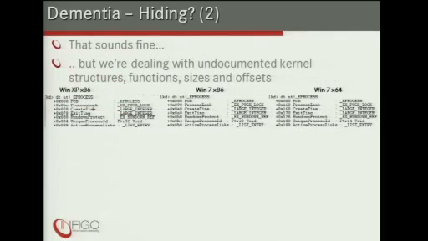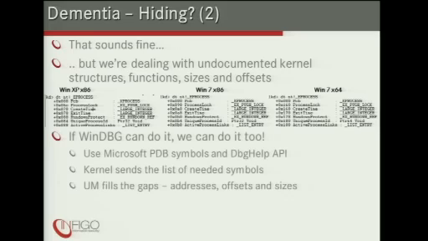Okay, that sounds easy. But remember that we are dealing with undocumented kernel structures, with undocumented and unknown offsets, sizes, addresses, and everything else. Here we can see that EPROCESS block offsets differ from version to version of the Windows operating system. It's of course different on 64-bit and 32-bit versions of Windows because of the pointer size differences. I could have hard-coded these offsets, but I wouldn't want to do that. So if WinDbg can do it, we can do it also. My idea was to use Microsoft PDB symbol files and use the DbgHelp API.